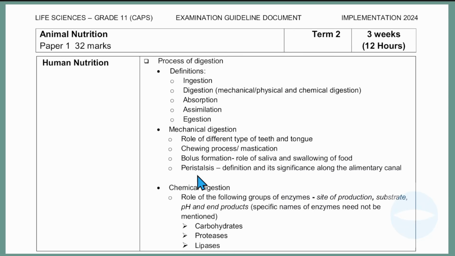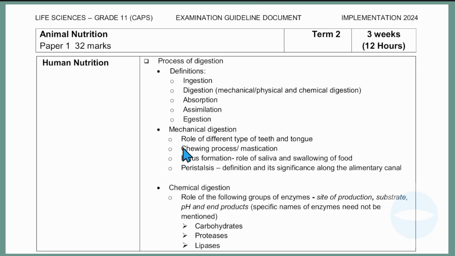So I will explain this. And then in chemical digestion, I will explain the role of the following groups of enzymes and their site of production, substrate, pH, and end product. The enzymes are carbohydrases, proteases, and lipases. So these are the contents of this video. I hope this video is not going to be long.